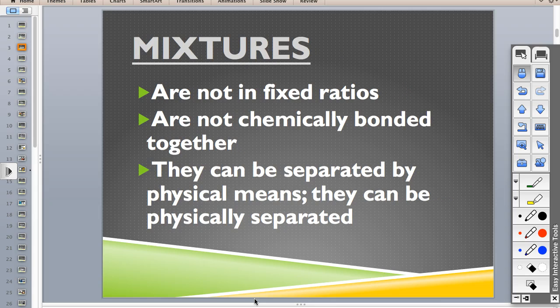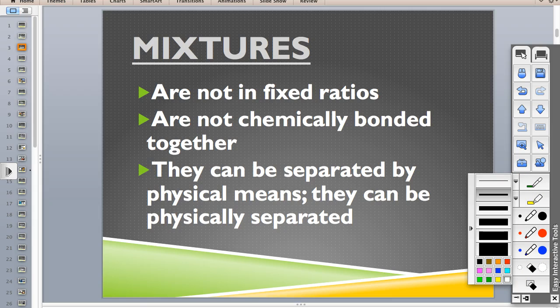A mixture, they're not in fixed ratios, and also they're not chemically bonded together. So when we start talking about a mixture, whether it be sand, like we just discussed, or something like salt water, the salt and the water they're not chemically bonded. There's certainly some interactions that are going on there that are really interesting that we'll get into later in the semester, but they're not in a chemical bond. And they can be separated by physical means. And when we talk about separating by physical means, later on in the semester we'll be talking about solutions, so we'll do that a lot.